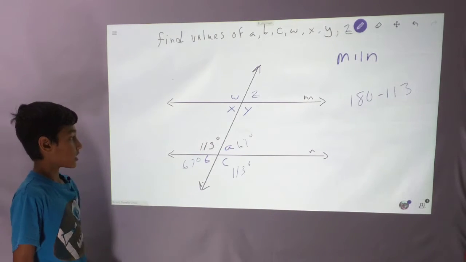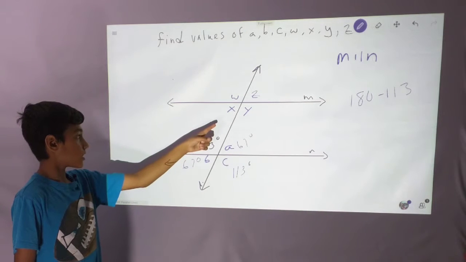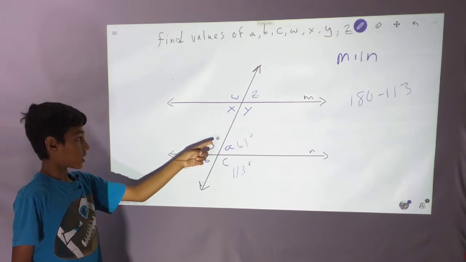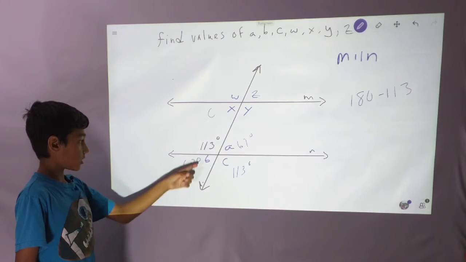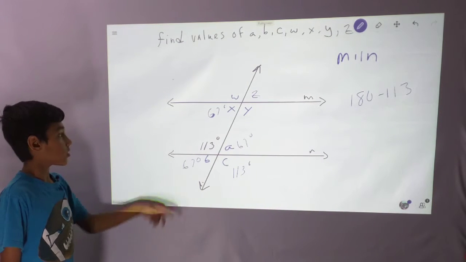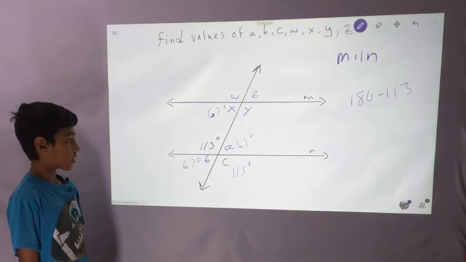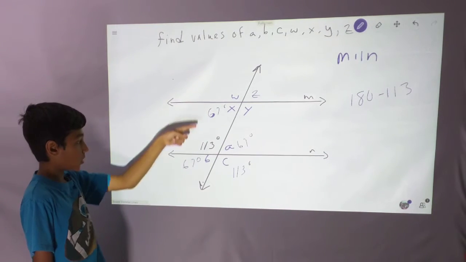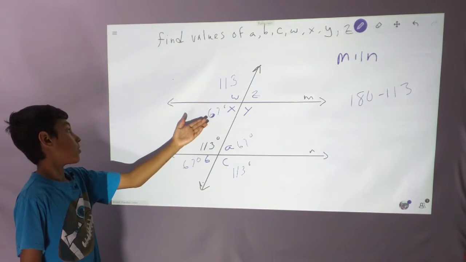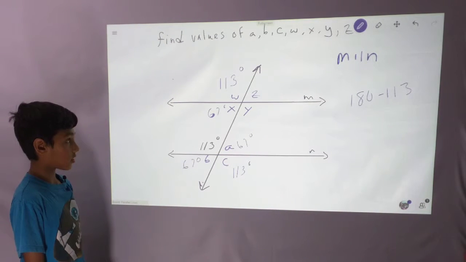Now let's go on to this side. Since these lines are parallel, you can say that X would be equal to 67 because they're in the same position here. On the bottom left is X, and on the bottom left it's B. We can only do this when these are parallel lines. So this is 67, and then W would be 113 degrees. And you could also find that out by subtracting 67 from 180, and that would be 113 degrees.